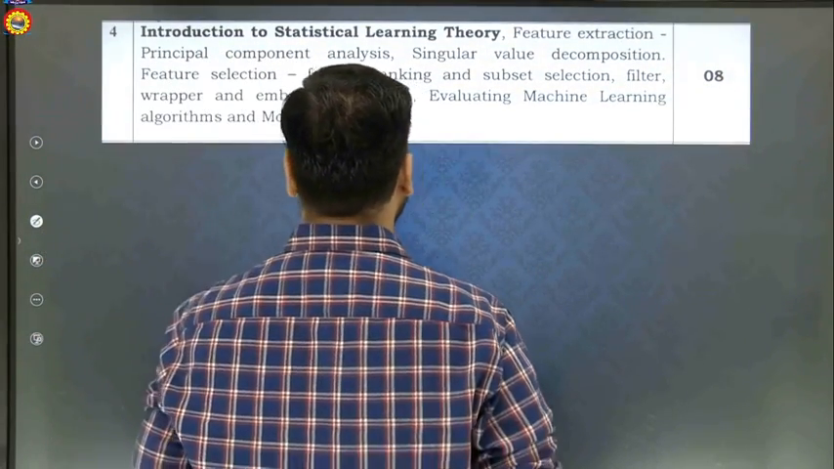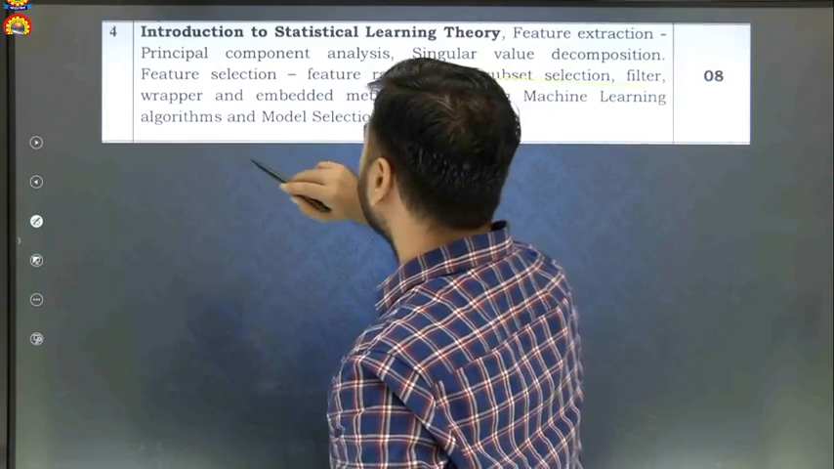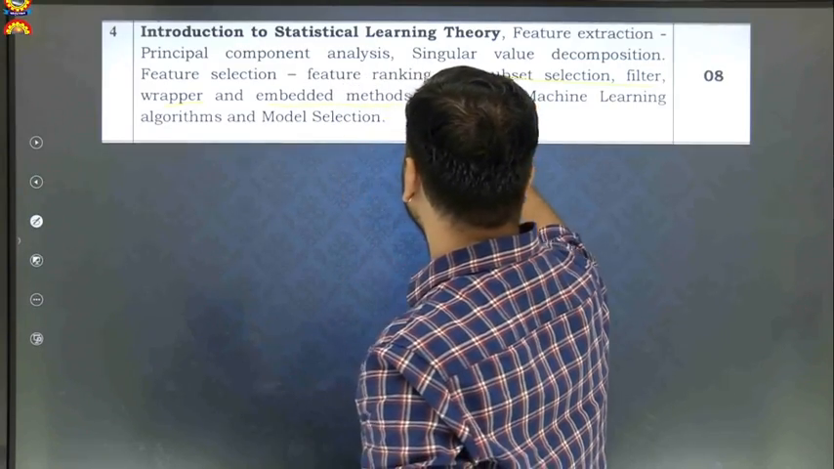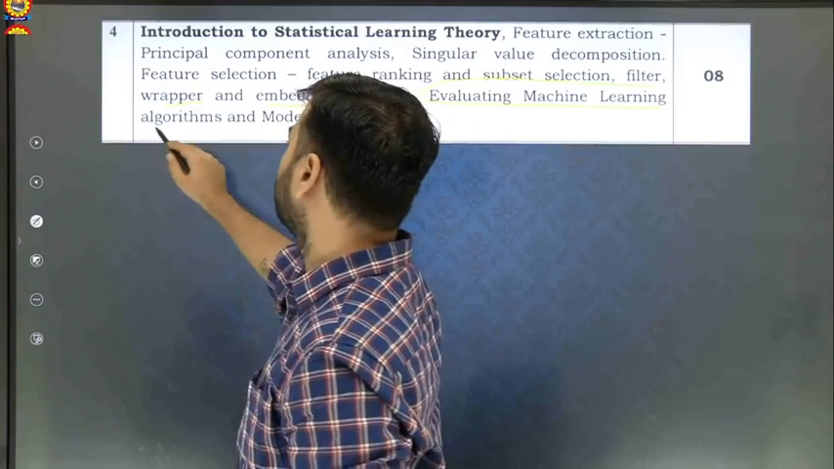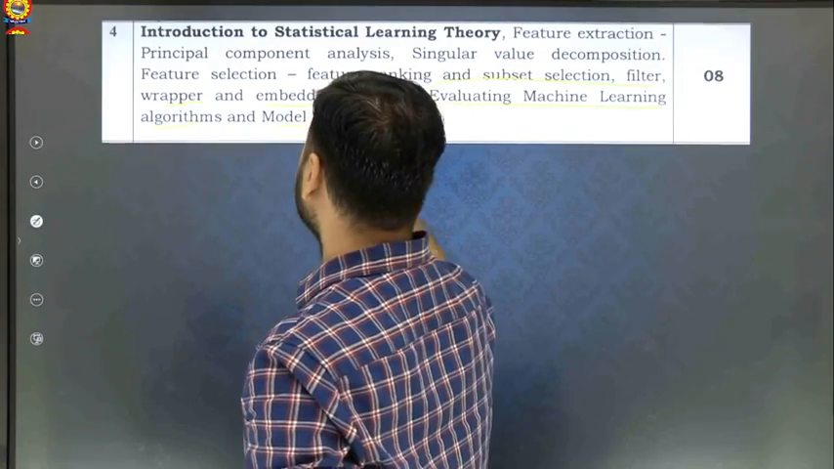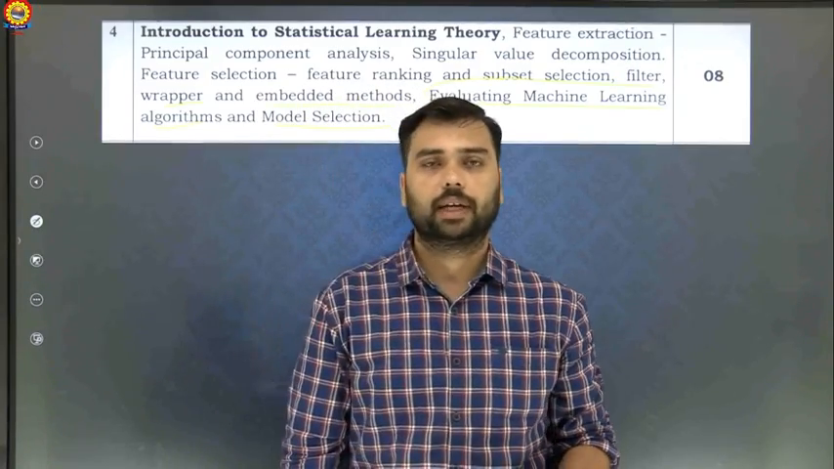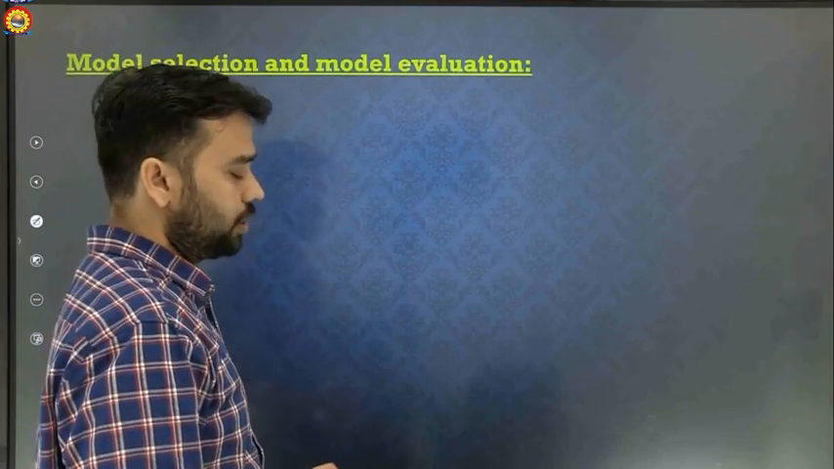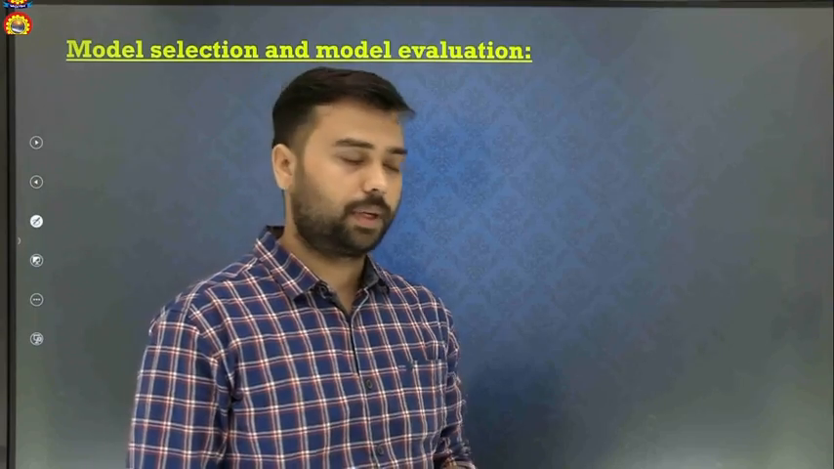We have already done feature ranking and subset selection, then filtering, wrapper, and embedded methods. So today we are discussing evaluating machine learning algorithms or models, and model selection. How we can select the model and how we can evaluate it, that we are going to discuss today. So let me start. Please listen carefully, and if you have any question, then ask during the explanation.